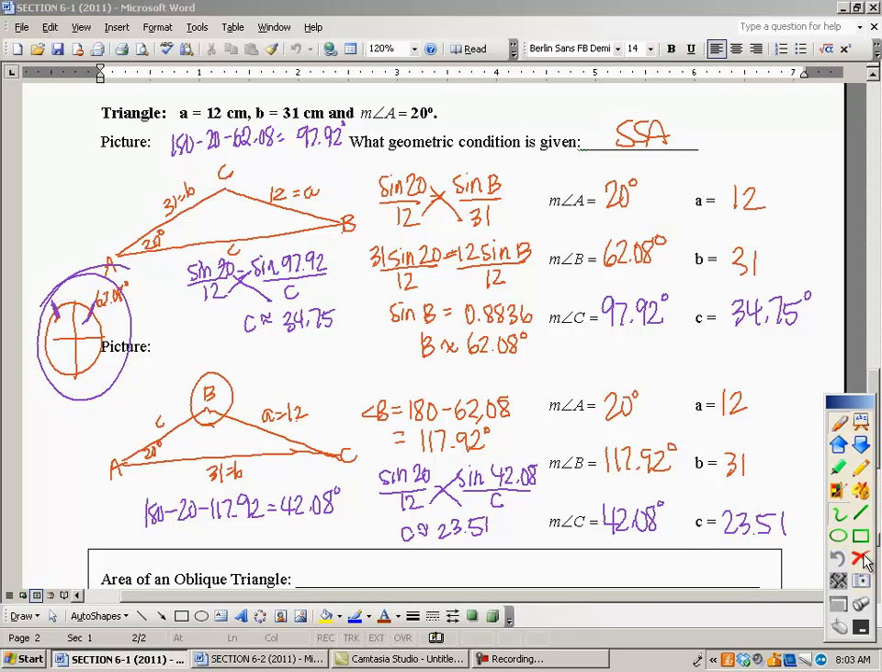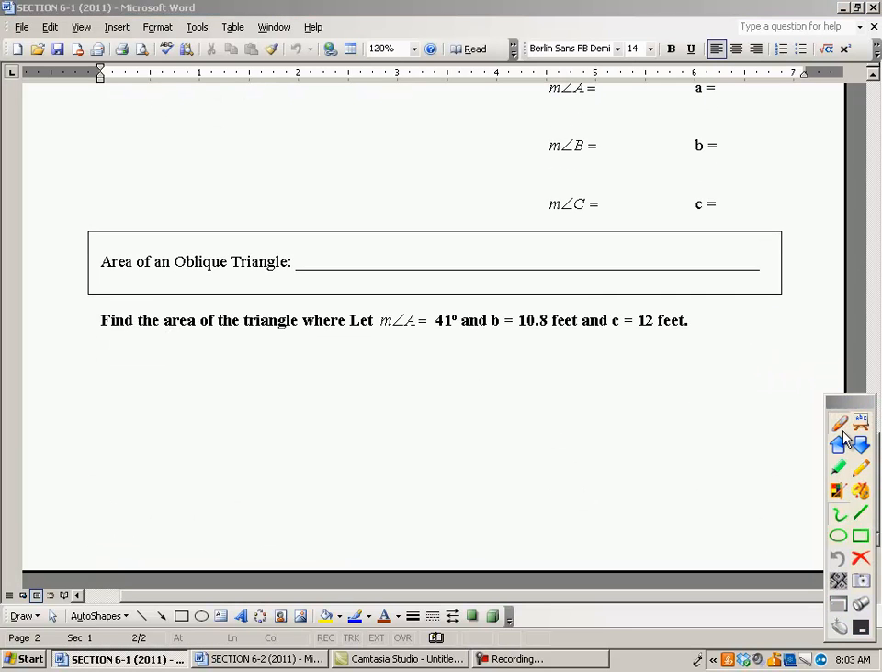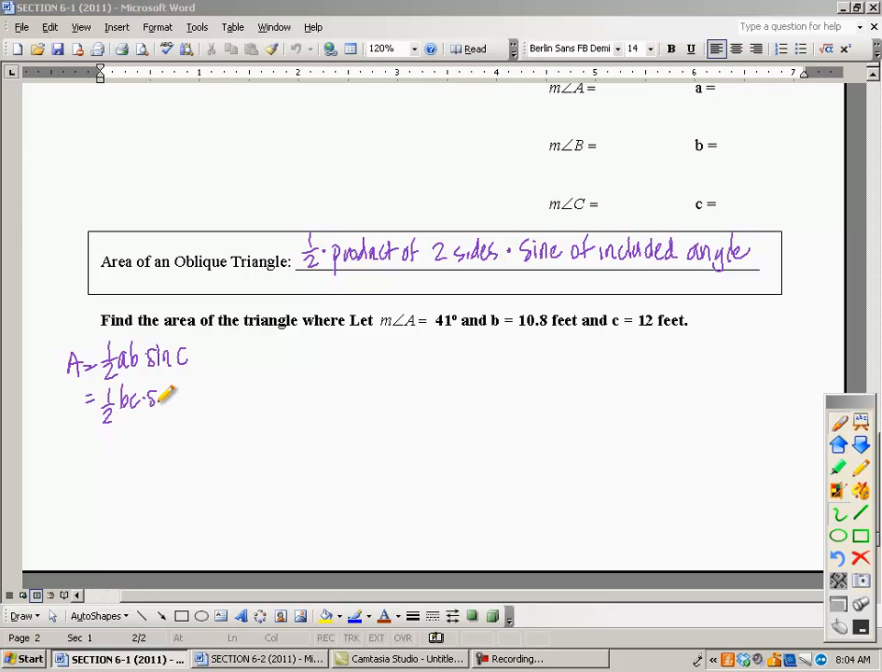Okay? So the last idea is this area formula, and you actually used this area formula in Algebra 2. The area of a triangle is 1/2 times the product of two sides times the sine of the included angle, and that means the angle between the two sides. I write it out like this because really there are three formulas: 1/2 AB times the sine of C, or 1/2 BC times the sine of A, or 1/2 AC times the sine of B. It completely depends on what sides they give you and what angle they give you.